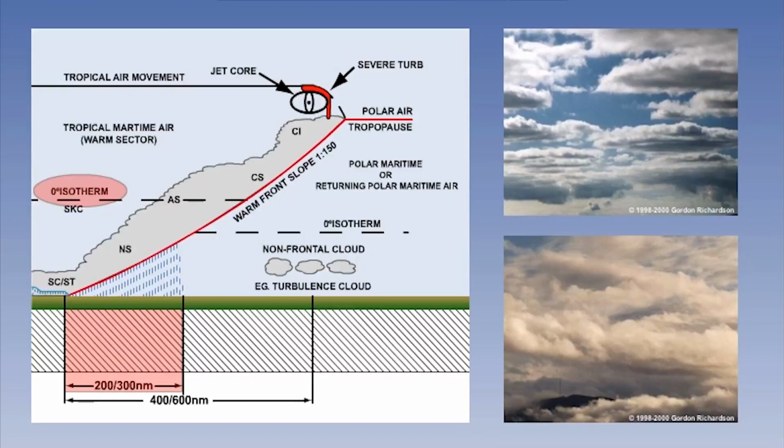And notice also the fold or break in the tropopause and the position of the jet stream. In this picture, the jet is coming out of the diagram towards us.